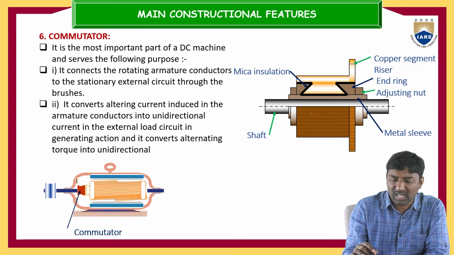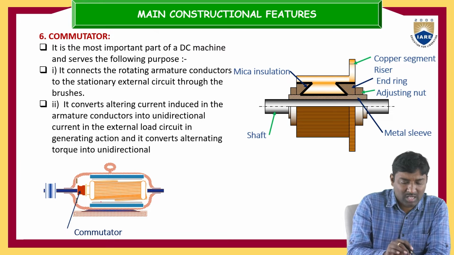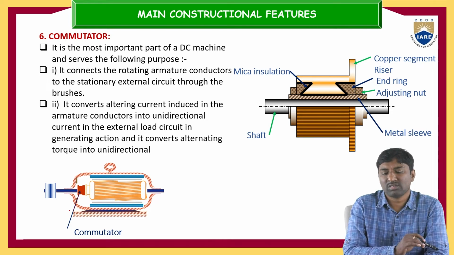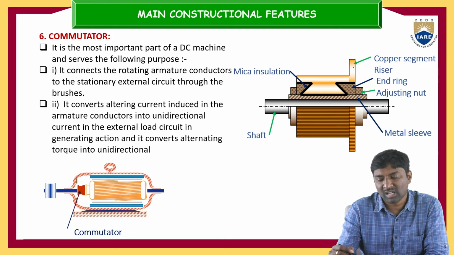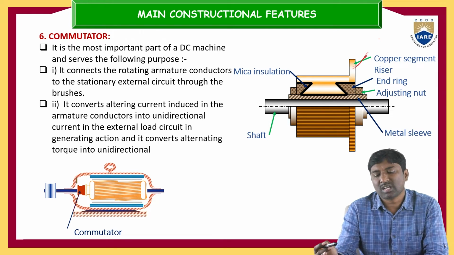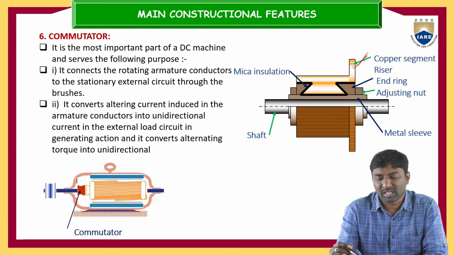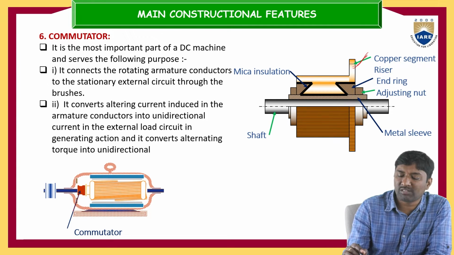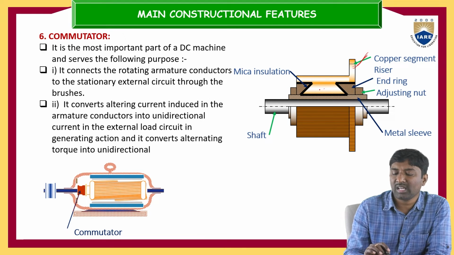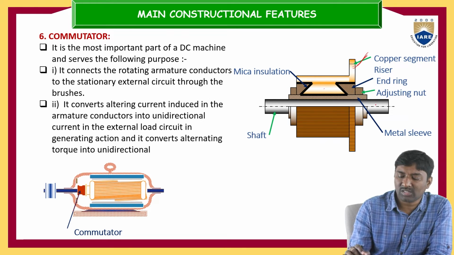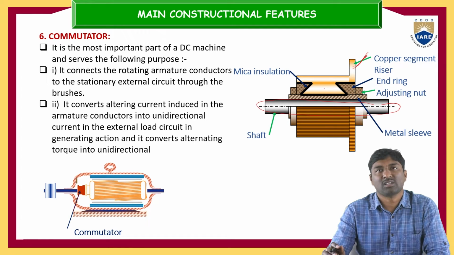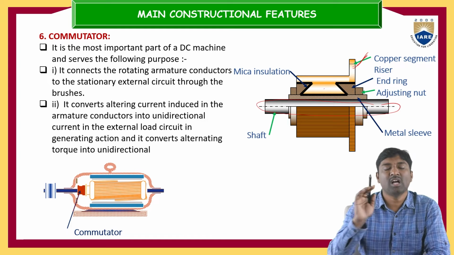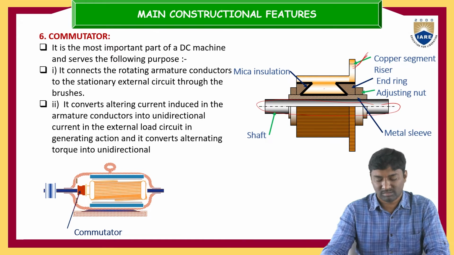So you can observe this is the commutator. This commutator has copper segments. These are the copper segments. The copper segments are fitted at the end ring and attached to this shaft also. This is the function of the commutator.